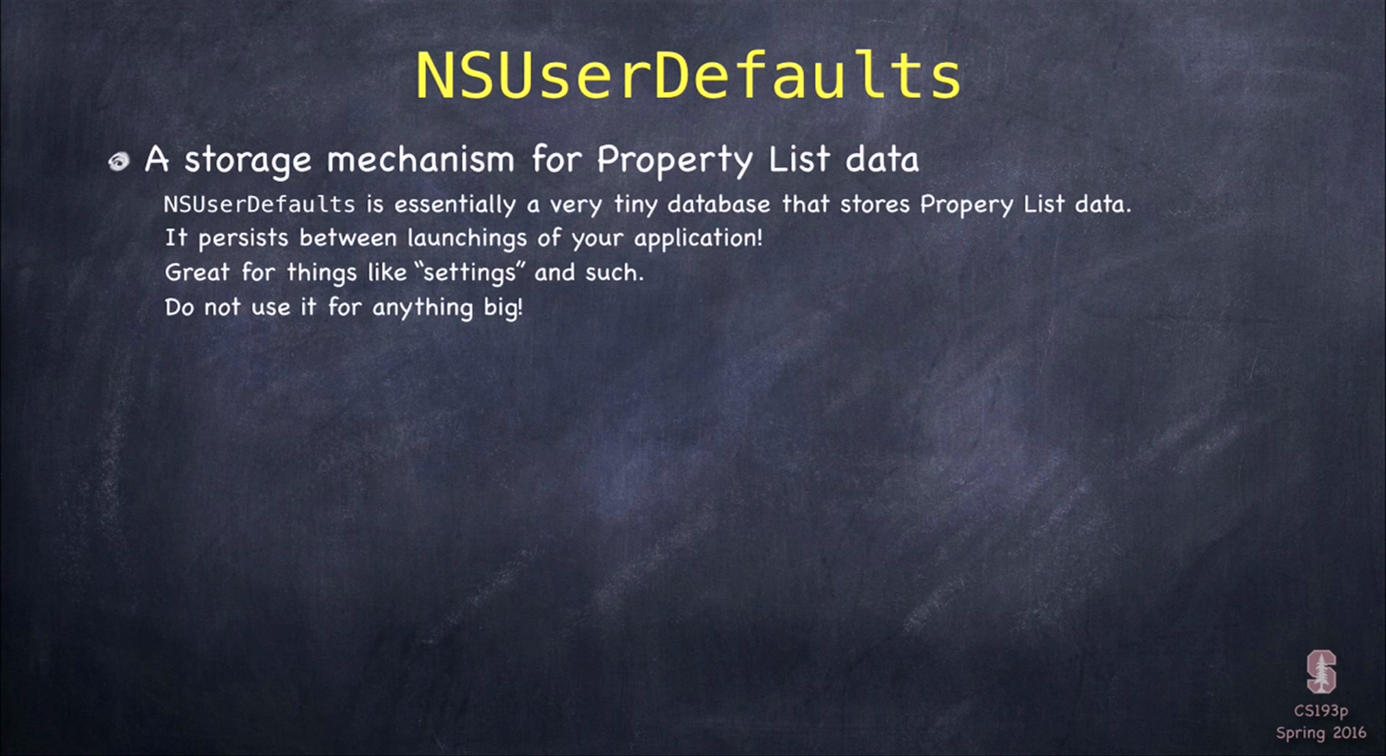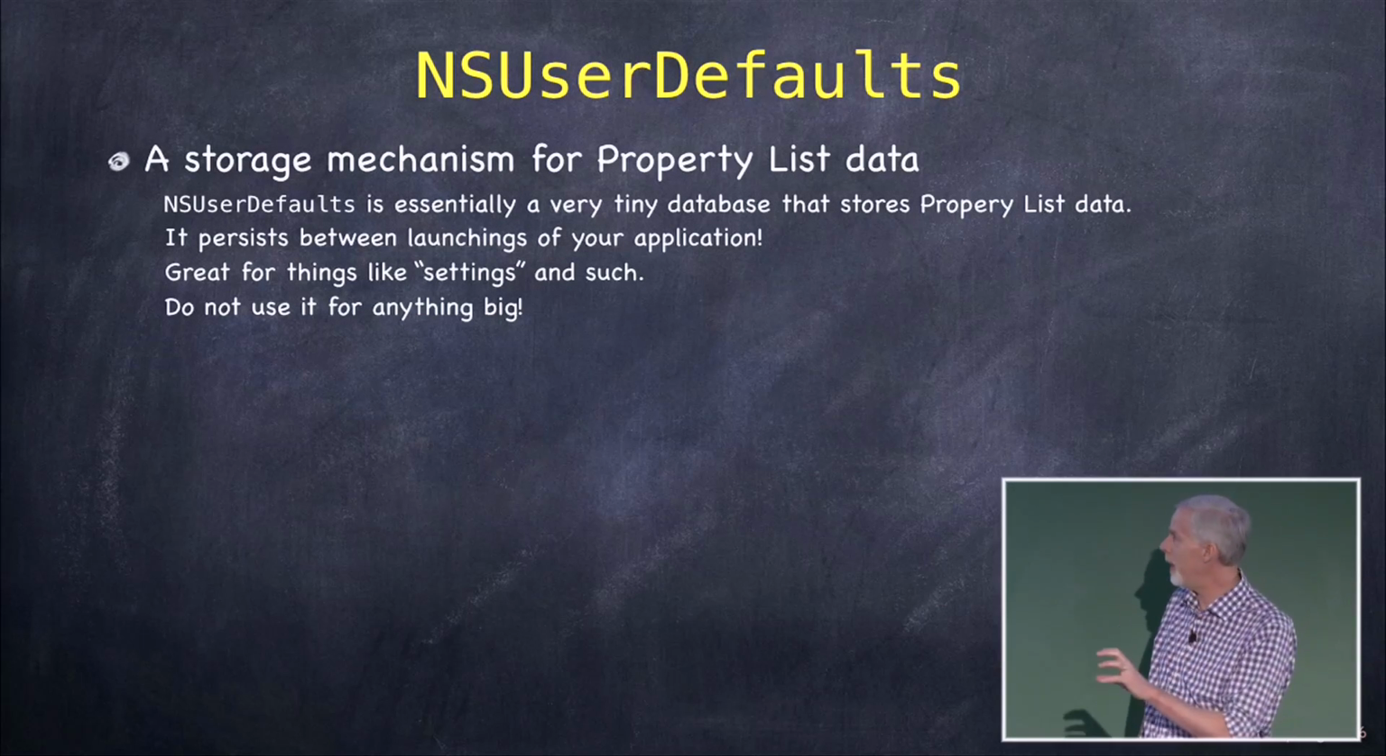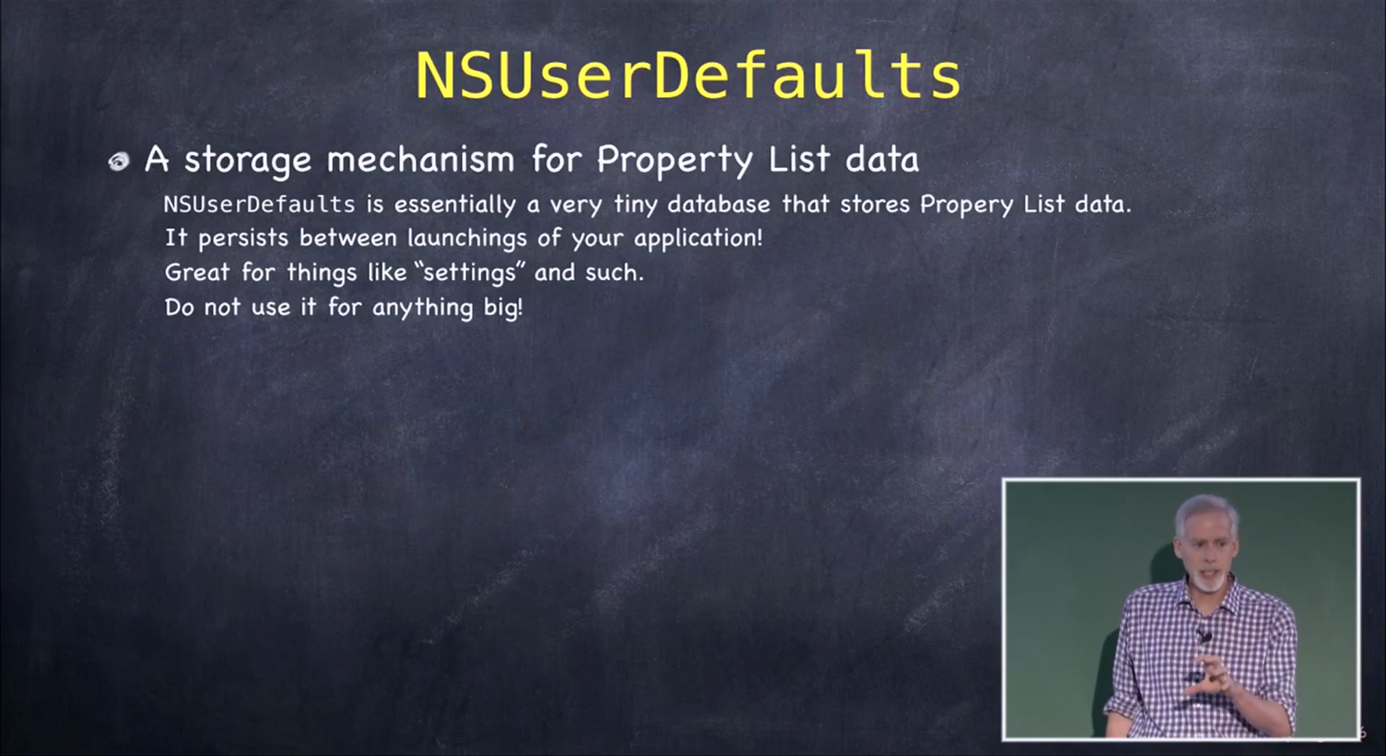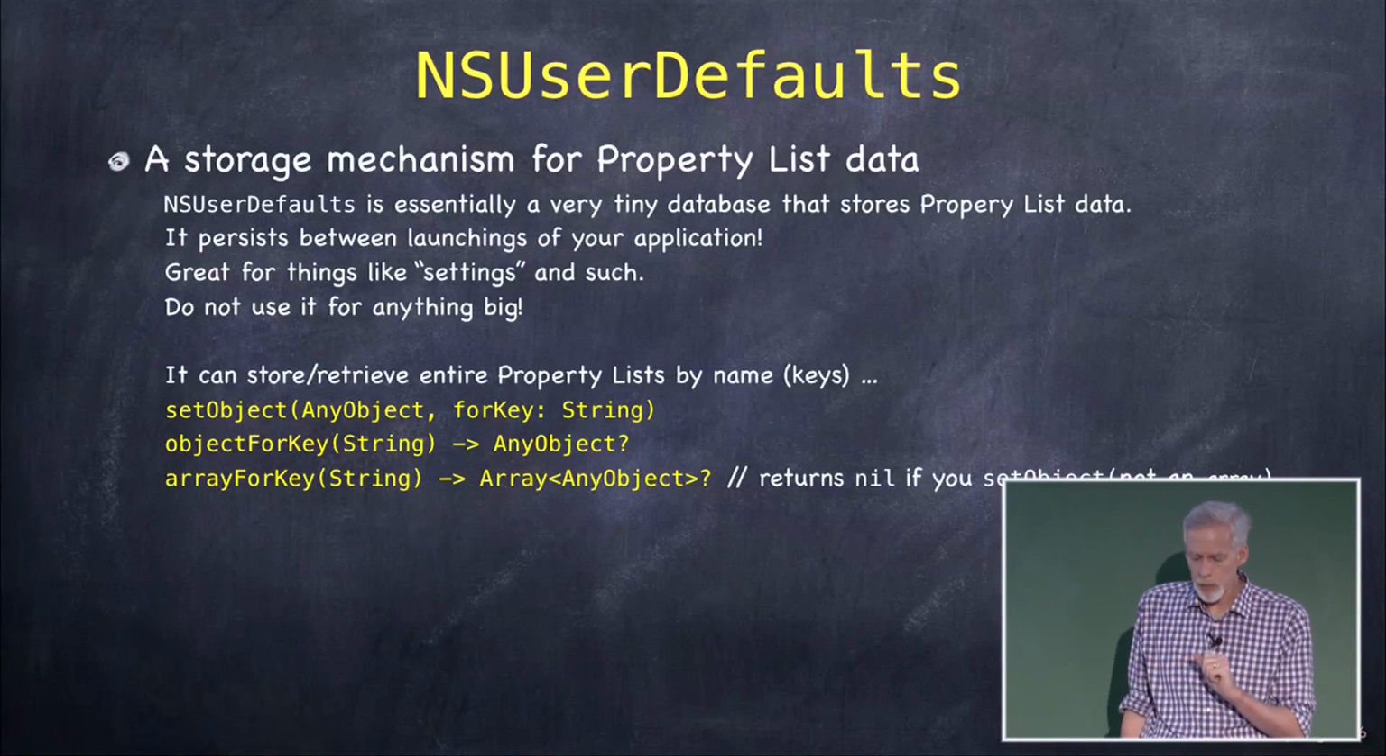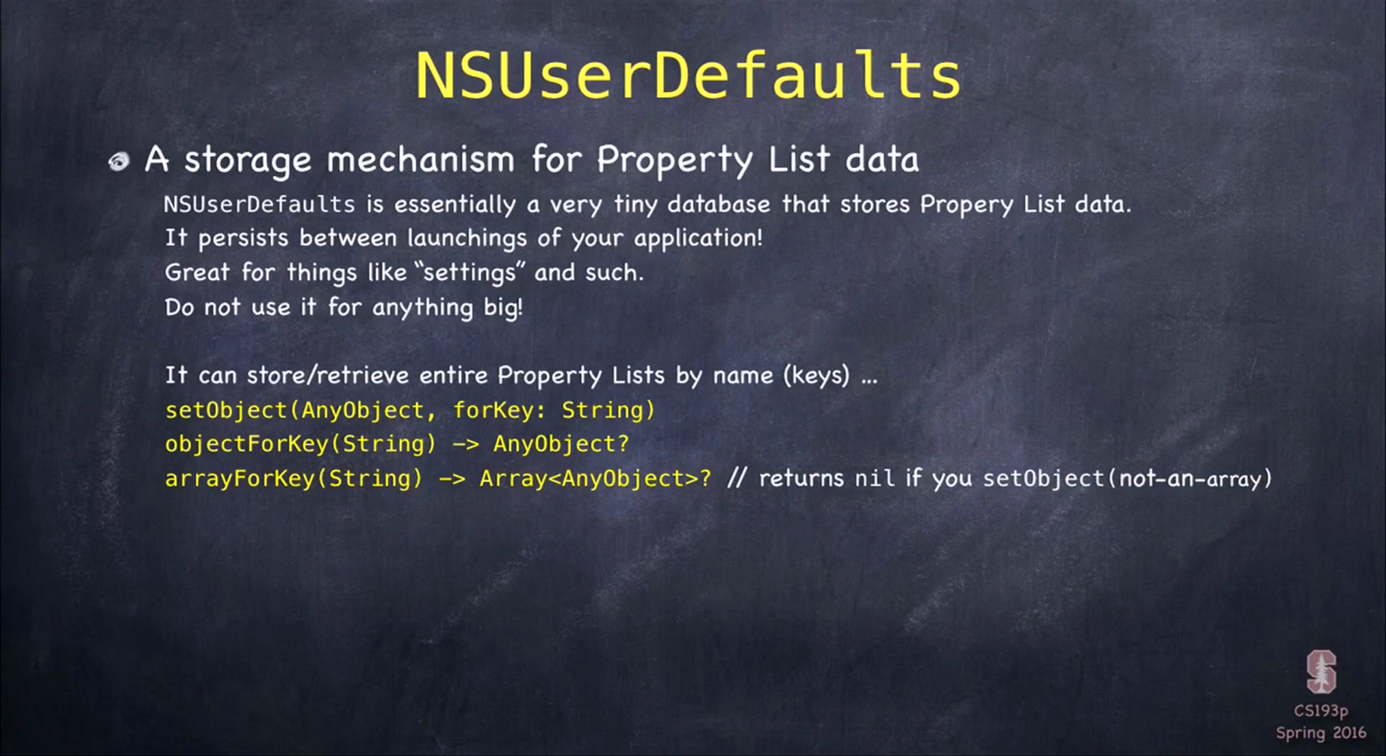It's a small database, so don't use it for big things. You wouldn't want to store, like, a dictionary, the entire English language in there. It's for small things like settings and things like that. The API on it is very simple. You just say set object, property list here, for key string, and then you can look it up and get the property list back. So here you can see how you're just passing it around. You're storing it as a cookie. And UserDefaults has no idea what's inside there. It just knows it's only arrays, dictionaries, strings, ints, etc.